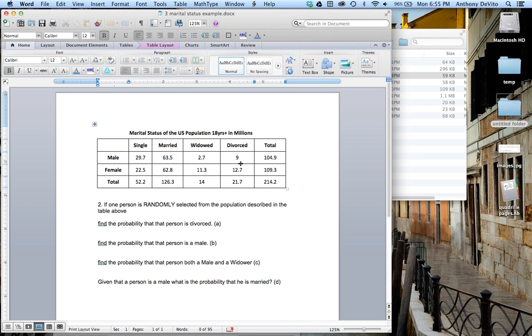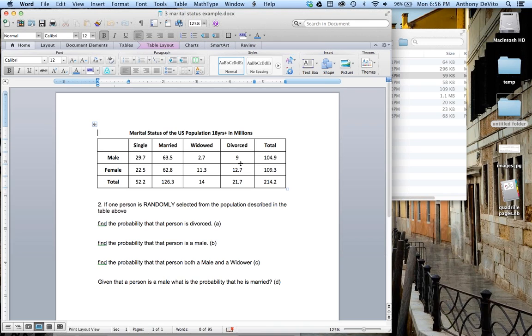Given that a person is male, there are 104.9 million people that are male, and of those, 63.5 million are married. So given that they're male, that eliminates all these other possibilities. We forget about everything but the people in that male row, and we see 63.5 million out of 104.9 million. You can make up a million of these conditional probabilities.